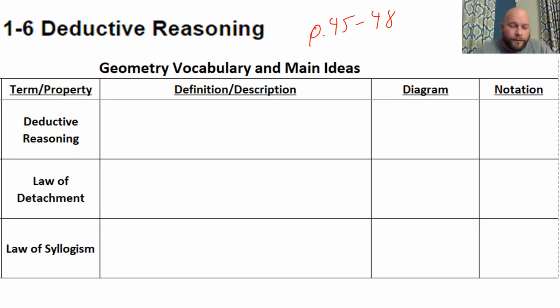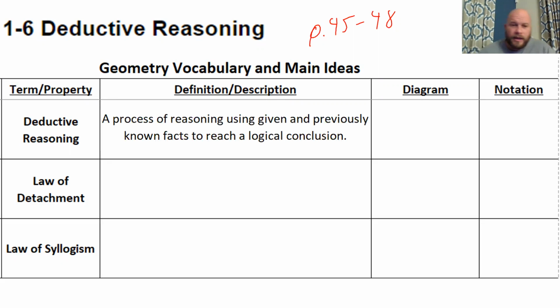Now, the other piece that you'll need is the vocab. So there's 3 vocab words for this section: deductive reasoning, law of detachment, and law of syllogism. These 3 are the only vocab in this one. The first one, deductive reasoning. It is a process of reasoning using given and previously known facts to reach a logical conclusion.